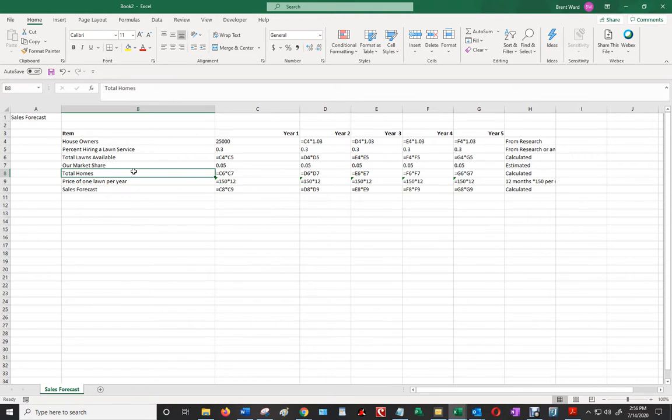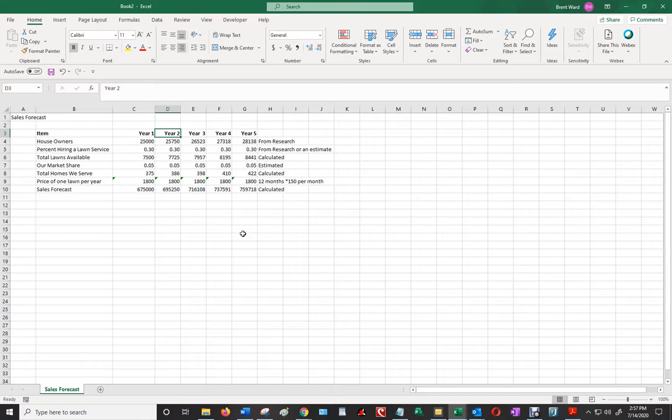This is the total homes. When I say total homes we serve, for our market share, it is this figure, whatever this is, multiplied by $150 a lawn times 12 months, which would give us C8 times C9. C8 times C9 gives us that figure right there. And you just copy all that across, and that's how I would do the sales forecast. I would probably pretty it up a little bit, so that the numbers you need to come up with are these.